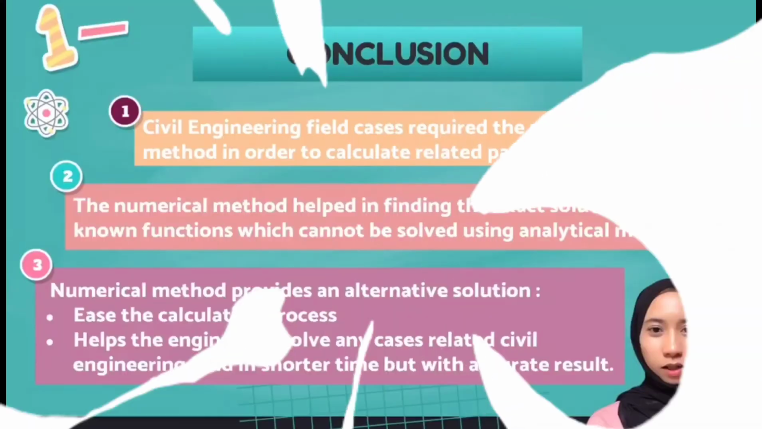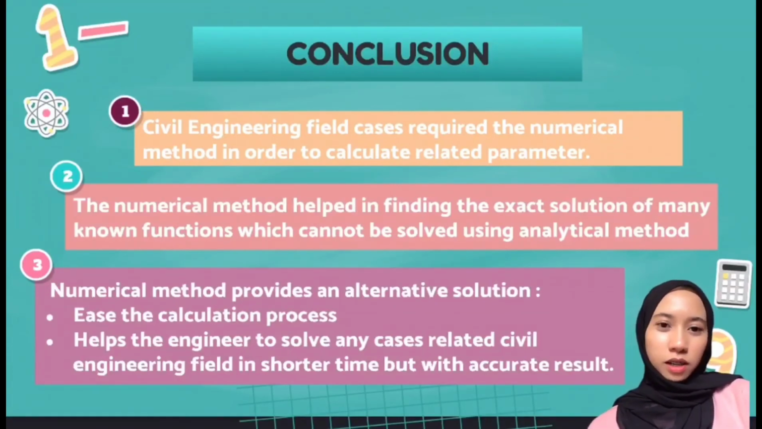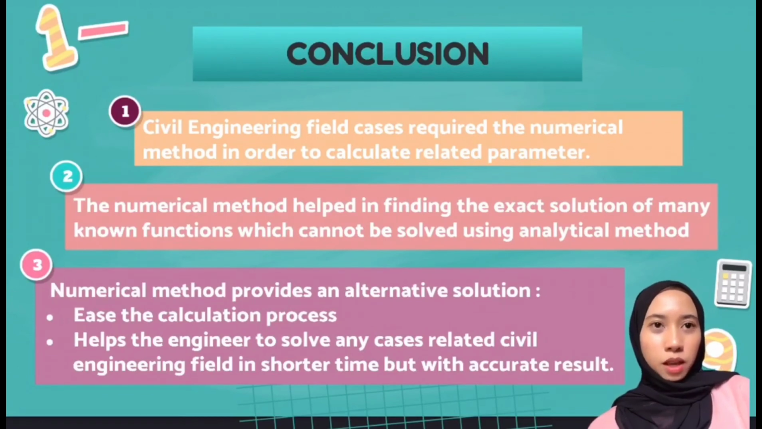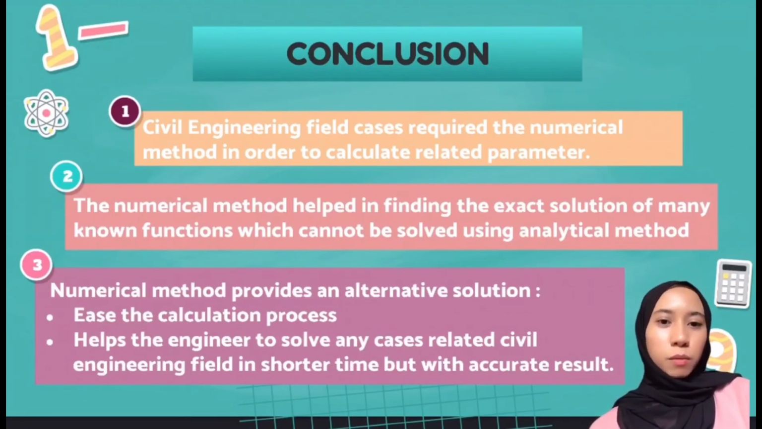Thank you. So for the conclusion, we can see that the civil engineering field has some cases that require numerical methods to calculate the related parameters. Obviously, numerical methods help in finding the exact solution of many non-linear functions which cannot be solved by using analytical methods. For example, numerical methods can provide an alternative solution which will ease the process of calculation and also help the engineer to solve cases related to the civil engineering field in a shorter time but with accurate results.